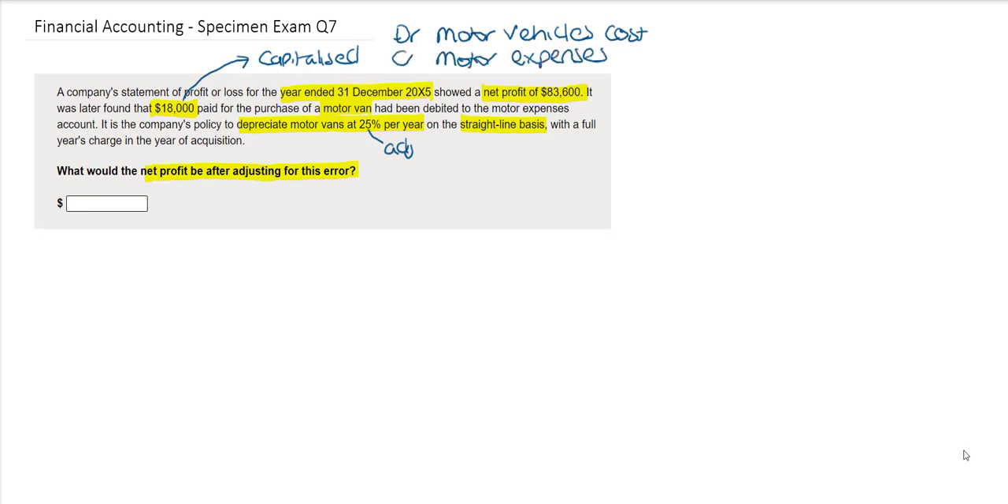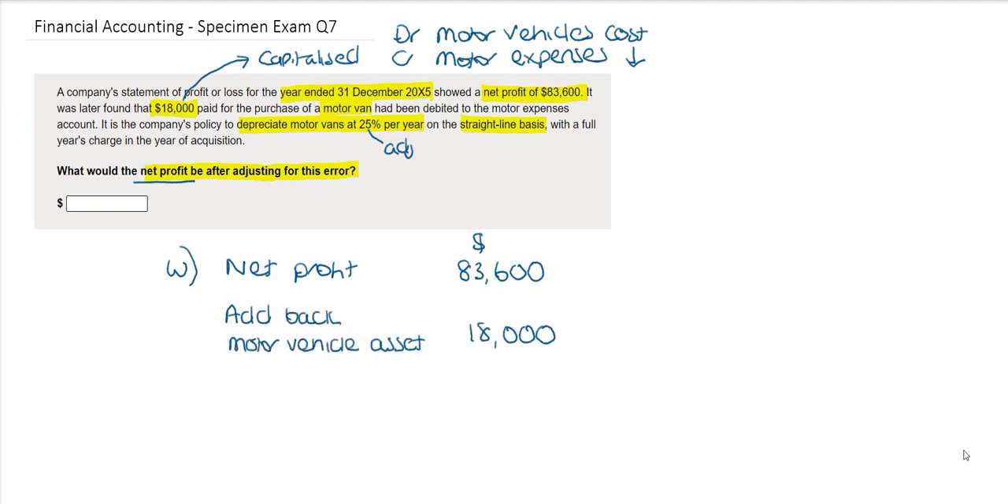As we are looking for what the net profit will be after adjusting for the error, we need to see what impact that will have on the profit figure. And so I'm going to set up a working. I'm going to start off with my net profit figure that was given to me in the question. So this was $83,600. I now need to adjust for the $18,000 that has now been removed from the expenses account. So this has reduced our expense account, and by reducing expenses, this will now increase my profit. So I'm therefore going to add back the $18,000.